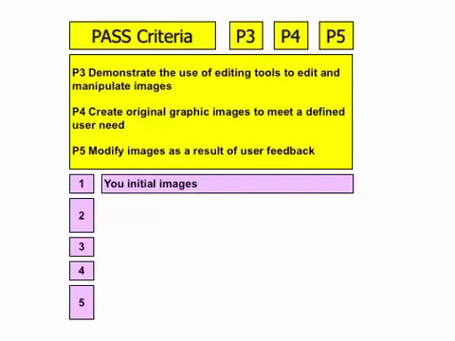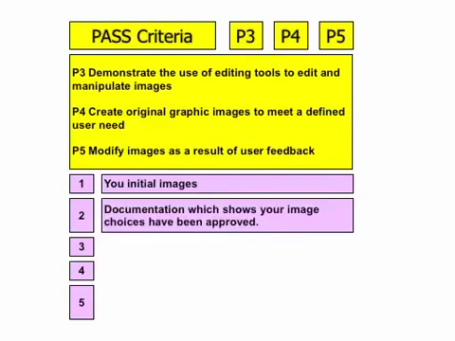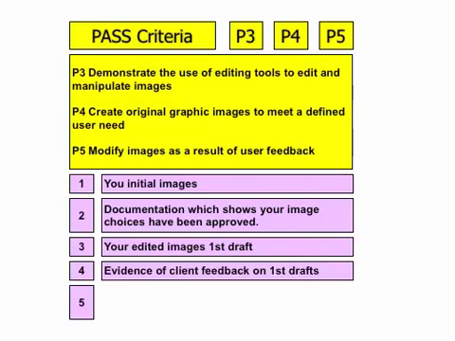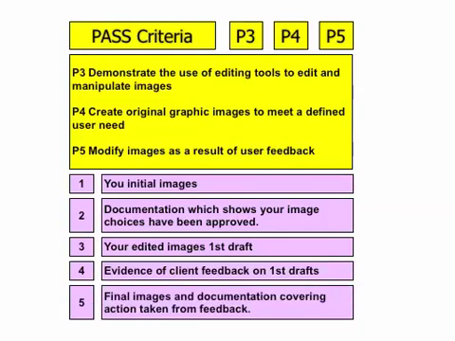So, 1, your initial images that you chose to meet the needs. Some documentation or evidence which shows that your image choice was approved, that it was agreed as being a decent choice. Your edited images in the first draft. The evidence that the client or that others have given you feedback and some areas to improve your images, and then the final images and any other documentation and evidence covering the actions you've taken, the tools, the features you used, and then how you've improved those images for the final hand-in.